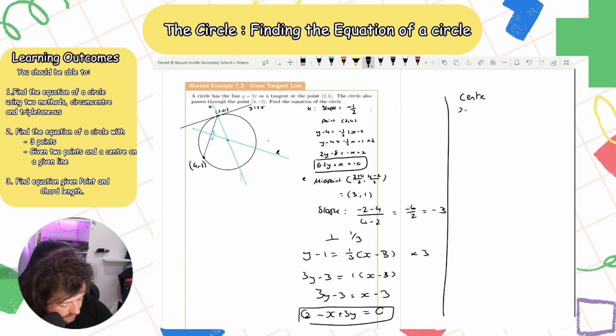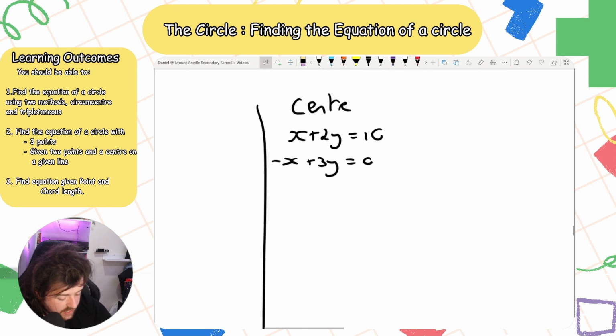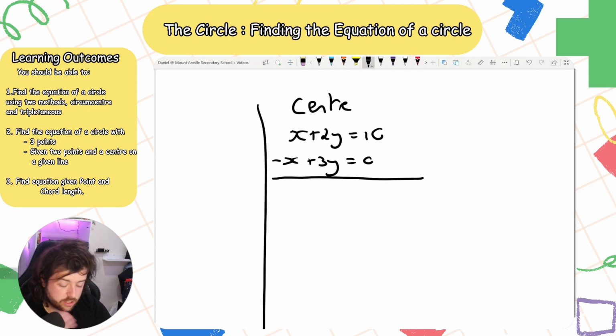So I have x plus 2y is equal to 10. And I have minus x plus 3y is equal to 0. Solve these simultaneously now. Perfect. My x's all match up, so I just need to add them. 5y is equal to 10. y is equal to 2.